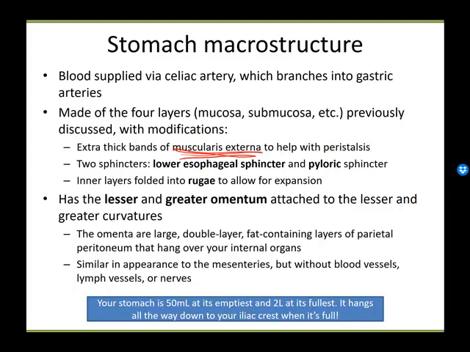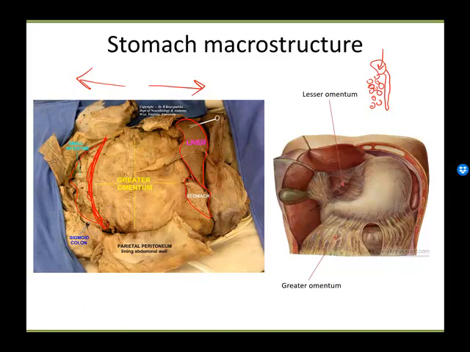By the way, a little fun fact about your stomach. It's about 50 mils at its emptiest and 2 liters at its fullest. It goes all the way from the bottom of your rib cage to your iliac crest. Those are your pelvic bones when it's full. That's what gives you the food baby appearance after a really big meal. So it's 2 liters of food.